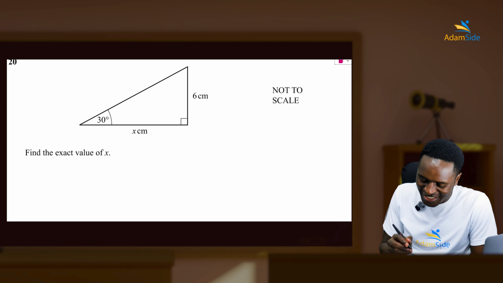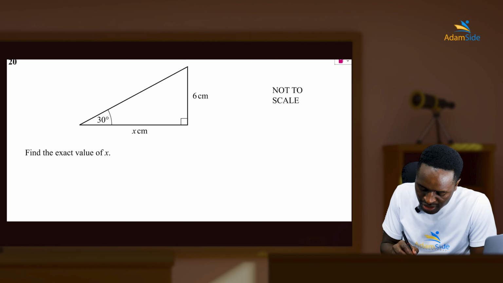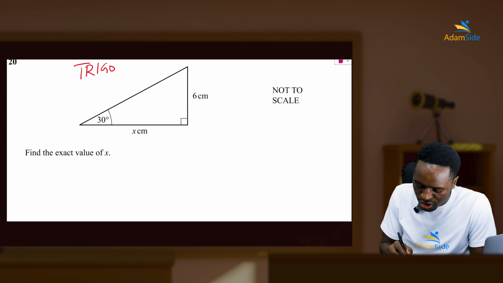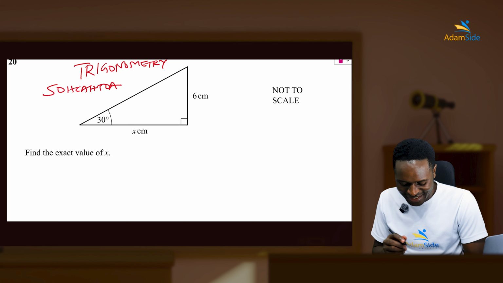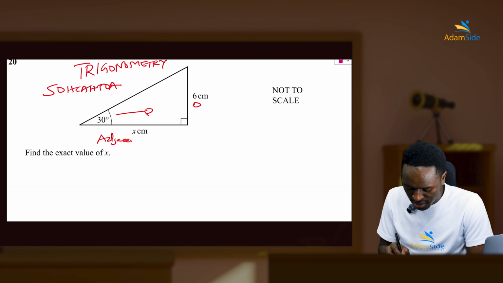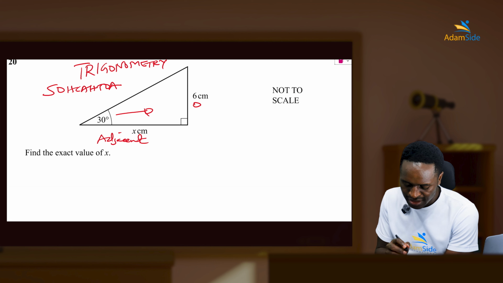This is simple. When you see a right angle triangle with an angle and one side missing, just know this is not Pythagoras, but it is trigonometry. Generally speaking, you have to know SOHCAHTOA. Correct. So find the exact value of x. This is opposite, this is adjacent. So we have opposite and then we have adjacent. If you need to get adjacent, we have either CAH or TOA. So we are going to use TOA.